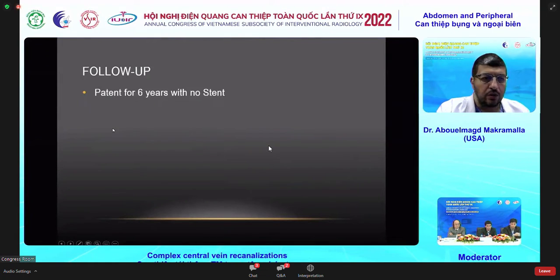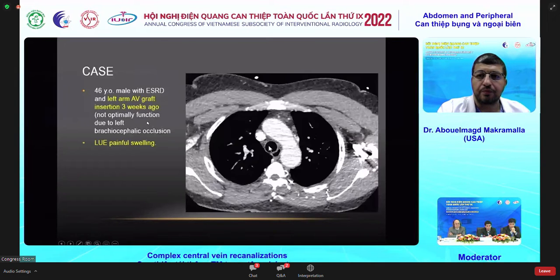We decided not to place a stent at that time, and actually the brachiocephalic vein remained patent for 6 years, just with angioplasty every 4 to 6 months without a stent placement. After 6 years, the angioplasty was too frequent, so we decided to place a stent at that time.